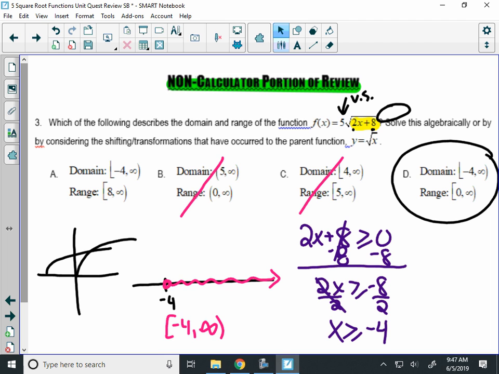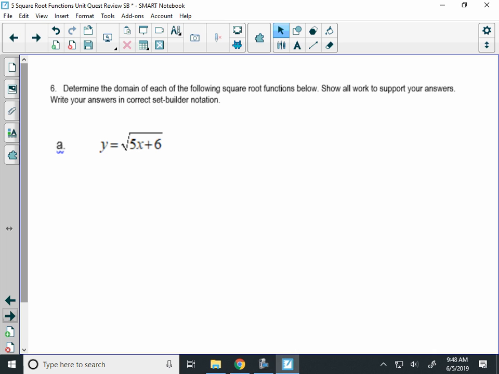It's a little bit more complicated, but you have to understand transformations and how to find domain. All right, number 6. We are determining the domain. So again, just like that last problem, we're finding the domain and writing it in set builder notation. So you take your radicand and set it greater than or equal to 0.